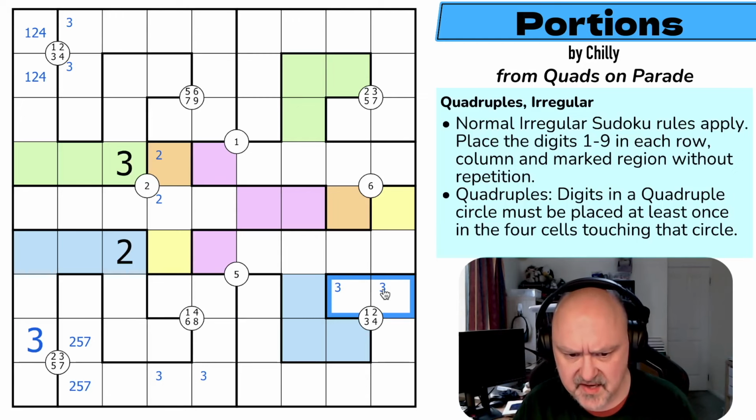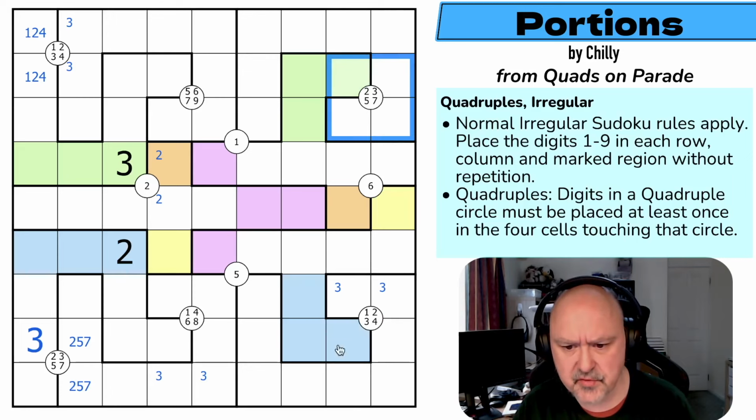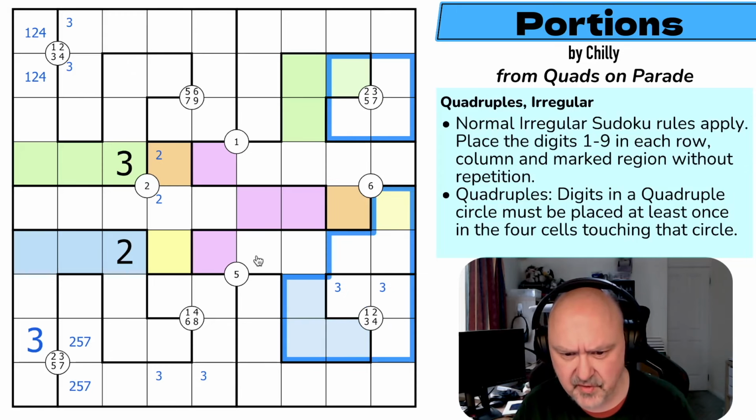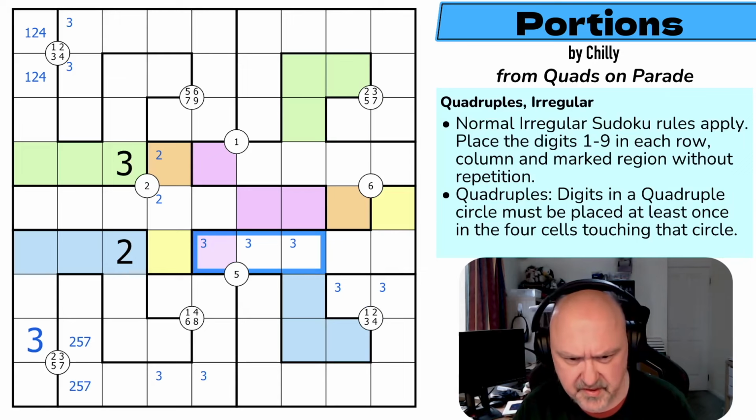So now 3 in this region... So is it 3 in this region now? Because I can't put 3 in blue. I can't put 3 in yellow because 3s in quadruples are lining up in those. So I can't put 3 in any of those or any of those. So 3 is in one of those 3. A 3 here would put 3 in one of those 2.